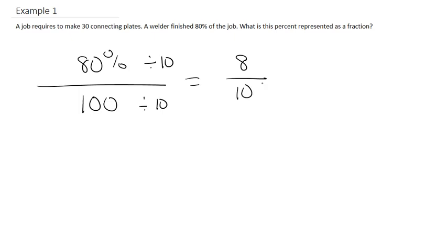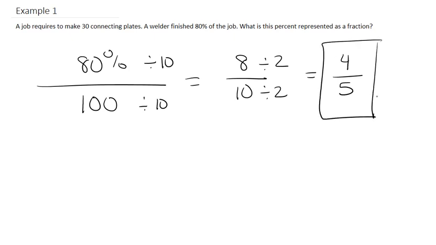So we can still reduce because this is even. So we would then reduce by dividing it by 2 on the top and the bottom. And we'll see where this ends up. So 8 divided by 2 is 4. 10 divided by 2 is 5. So we would say this percent represented as a fraction is 4 over 5 because this is now reduced.